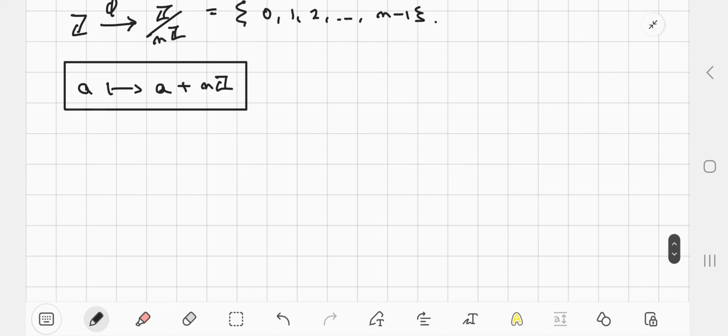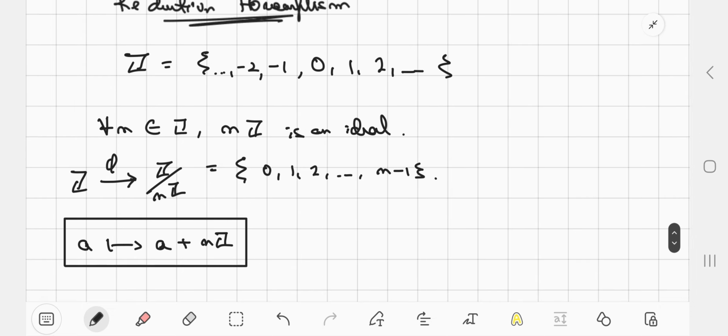Now in this case, observe, this is basically the concept of a reduction homomorphism, and what we say here is that we are reducing Z modulo n. So this process is typically termed as reducing Z modulo n. Okay.